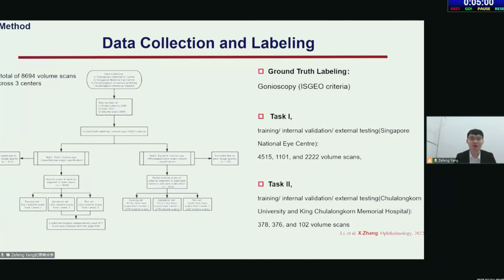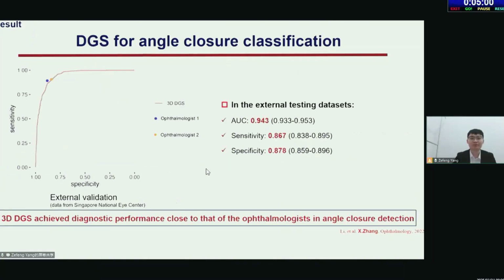This study was designed as an international, cross-sectional, multi-center study. We included a total of more than 8,000 volume scans across 3 centers. For Task 1, about 4,000 scans were used for training, 1,000 for internal validation, and 2,000 for external validation. For Task 2, 378 scans were used for training, 376 for internal validation, and 100 for external testing. The ground truth label is based on gonioscopy records.